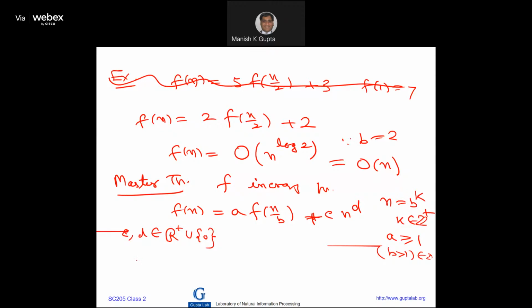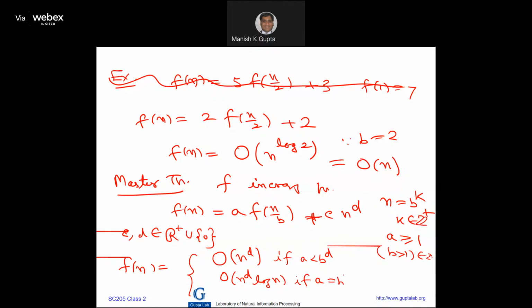In this case, f of n is equal to big O of n raised to power d if a is less than b raised to power d, big O of n raised to power d times log of n if a is equal to b raised to power d, and in the last case, if a is greater than b raised to power d, it is big O of n raised to power log of b base a. This is a very important theorem. So we saw initially when this part was not there, and this is the most general result.